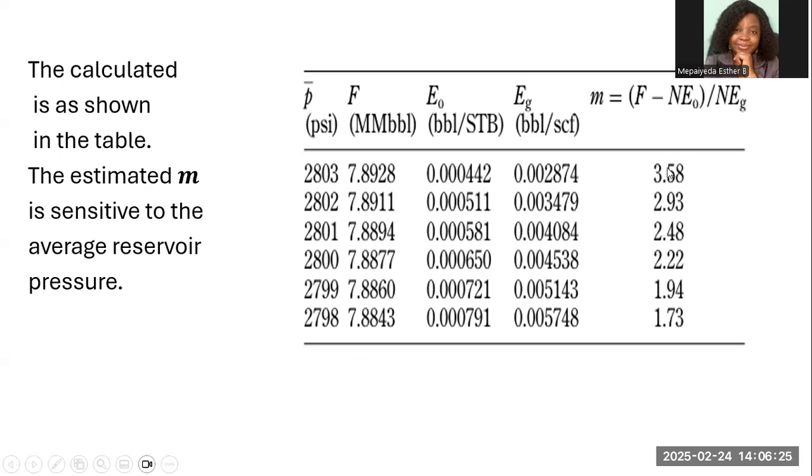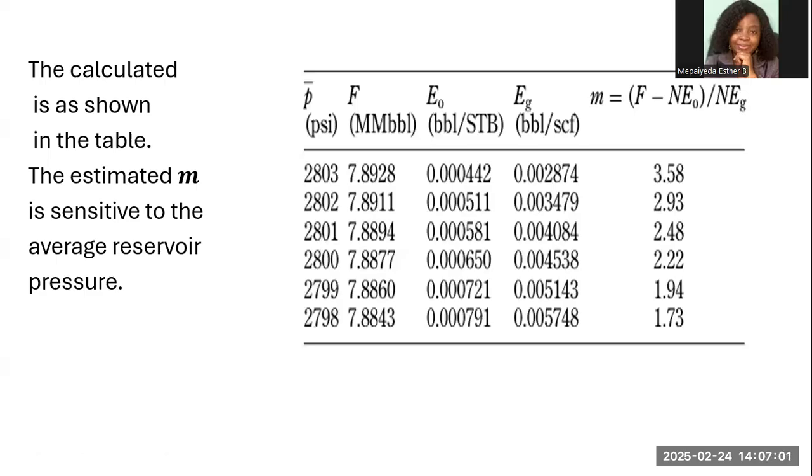So you have the values of your m. At 2803 psi, you have your m to be 3.58. At 2802 psi, you have your m to be 2.93. At 2801, you have your m to be 2.48, 2.22, and then your m continuously decreases down to 1.73 at 2798 psi, the last pressure given for the production profile.